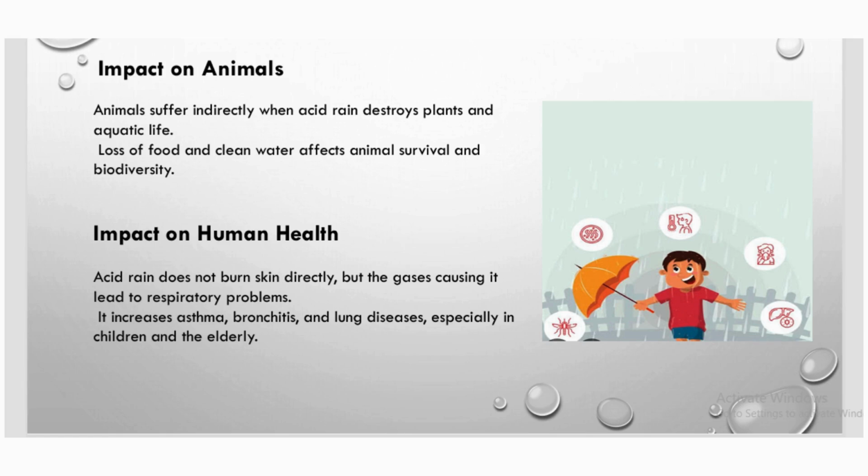There is also the impact on animals. Animals suffer indirectly when acid rain destroys the plants and aquatic life. The loss of food and clean water affects animal survival and biodiversity. There is also the impact on human health. Acid rain does not burn skin directly, but the gases causing it lead to respiratory problems. It increases asthma, bronchitis, and lung diseases, especially in children and the elderly.